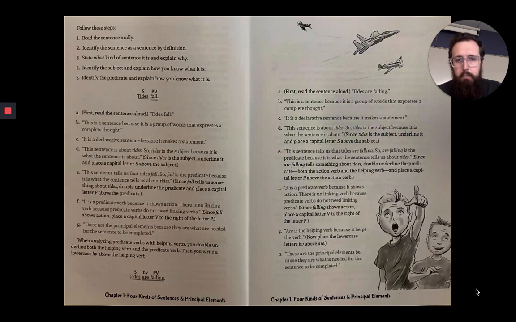Are is a helping verb because it helps the verb. Now place the lowercase letters HV above are. These are the principal elements because they are what is needed for the sentence to be complete.